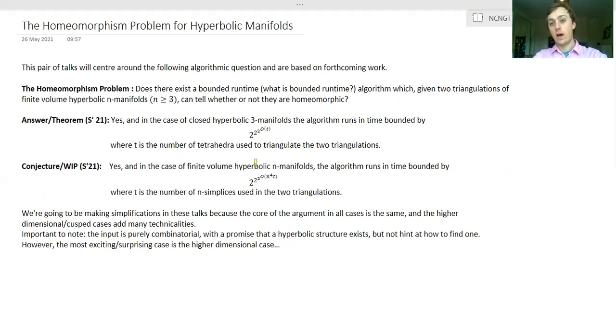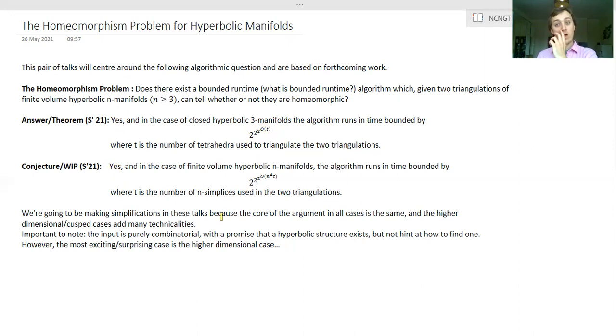Okay. And so the reason that I wanted to talk to you about this work in progress rather than the work that I've just done is that in the three-dimensional case, the fact that the answer is yes is not particularly surprising. The real work here is in how good the bound is. In the high-dimensional case, the answer, yes, there is a bounded runtime algorithm, was, to me, surprising.